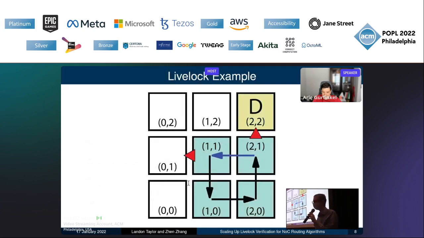So here's an example of what a livelock pattern might look like. A packet would start in node 2,1, and because there's a fault here, it can't be routed north to its destination. So it's routed west, but because of this fault and a nuance in the routing algorithm, it's routed south instead of north, and that starts it traveling in this infinite cycle.